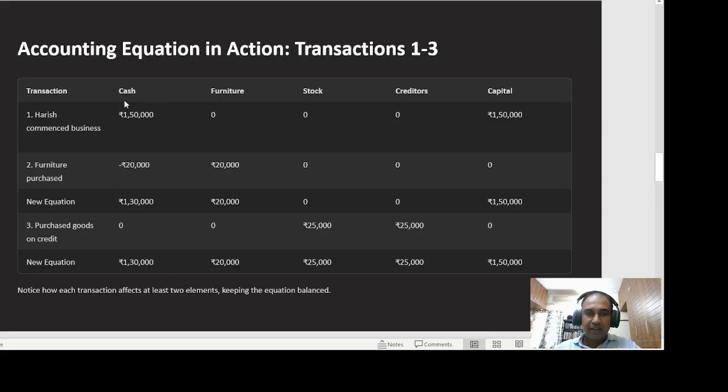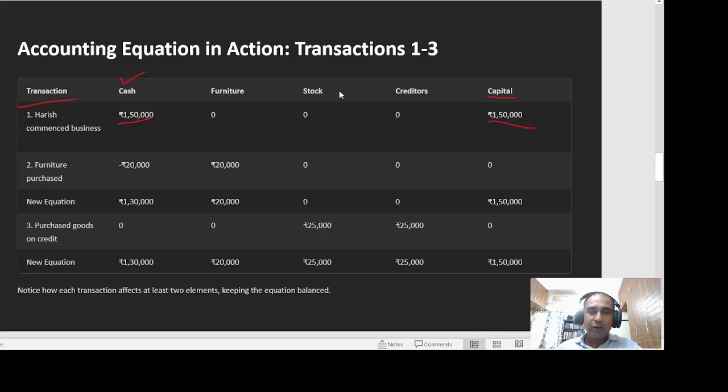Harish commences business with capital. So the format for the accounting equation will be: transaction. You have to record the transactions. Then whatever assets or liabilities are getting added one by one, you have to name it. So here in this case, we had cash. So we will form a new column called cash and one column called capital. So two places the recording will happen, 1,50,000 and 1,50,000.